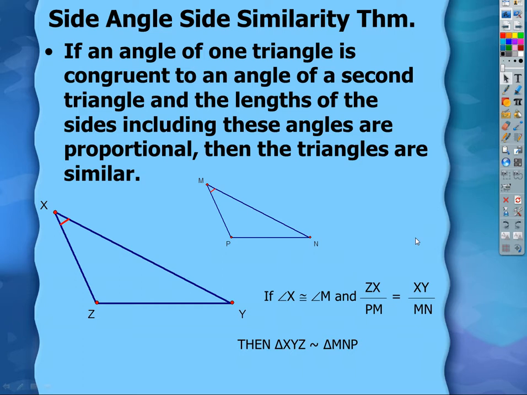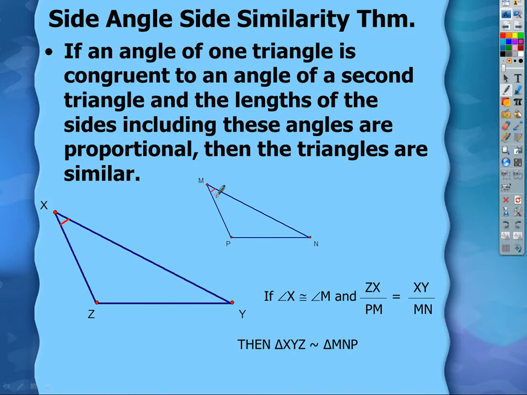And the other one we get is SAS similarity. And what this one says, same kind of a thing, only instead of three sides, if we just have two pairs of corresponding sides that are proportional, and the included angle, the angle between the two, it has to be the included angle. So for example, if we look at these two triangles, we get the big triangle XYZ, the small triangle MNP, and if angle X is congruent to angle M, as it's shown, then the including sides, so the sides next to those angles, have to be the ones that are proportional.